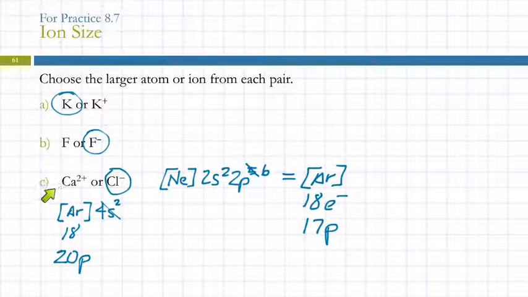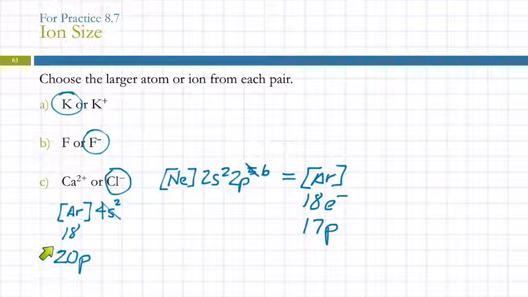Okay, so calcium ion and chloride ion have the same number of electrons because calcium started with 20, but it lost 2, so now it's got 18. Chlorine started with 17, but it gained 1, so now it's got 18 electrons. So the electrons are the same. What's different is the number of protons in the nucleus. Chlorine has 17 protons, number 17 on the periodic table. Calcium has 20 protons, number 20 on the periodic table.